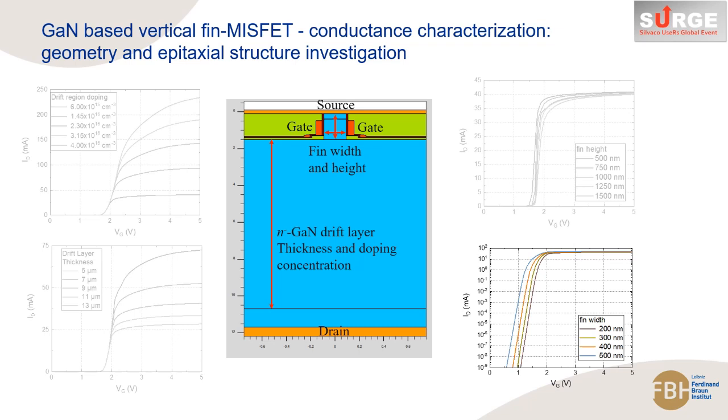From the simulation, it is evident that the fin width has small influence on the maximum output current and has a significant influence on the threshold voltage. The wider the fin, the more negative is the threshold voltage. Again, this information allows us large flexibility in the manufacturing process.